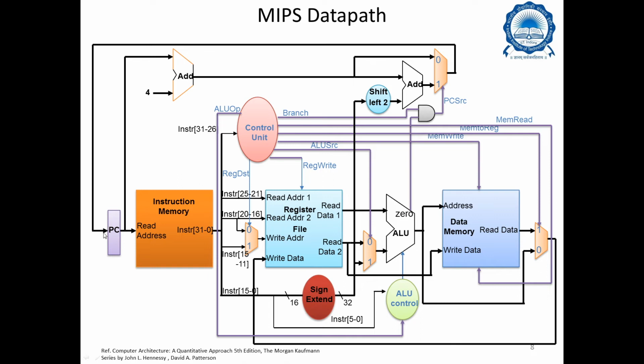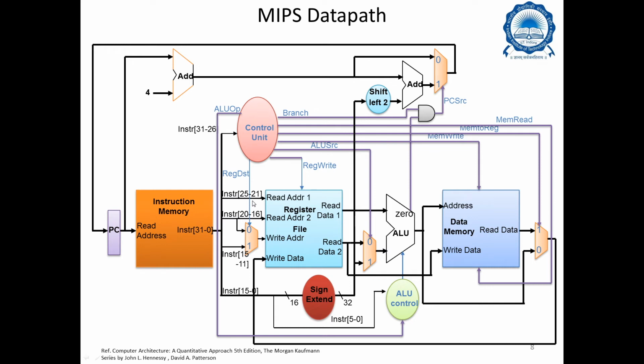Let us gradually move in and assume that the PC gives the value of the address. How the value is calculated, we'll get to that a little later once this part is over. So let us imagine or assume that we have the address available with us. Once this address is available, we will feed that into the instruction memory and we'll get the instruction. The instruction 31 down to 0 can be further broken down into the following form.